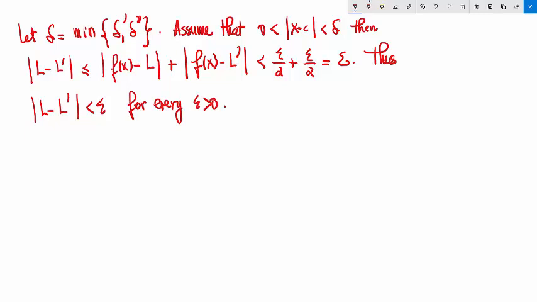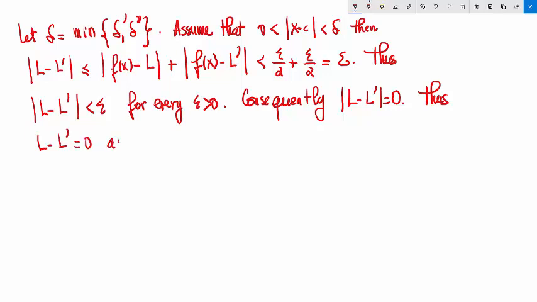Thus, we have proved that |L - L'| is less than epsilon for every positive epsilon, and the only way this is possible is when the distance between L and L' is equal to 0. Thus, L minus L' must be equal to 0, and it follows that L must be L'. And this shows the uniqueness of a limit. All right, so feel free to pause the video, rewind, and make sure that you follow this argument.